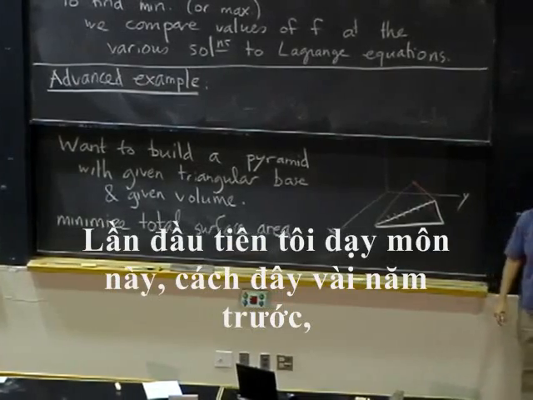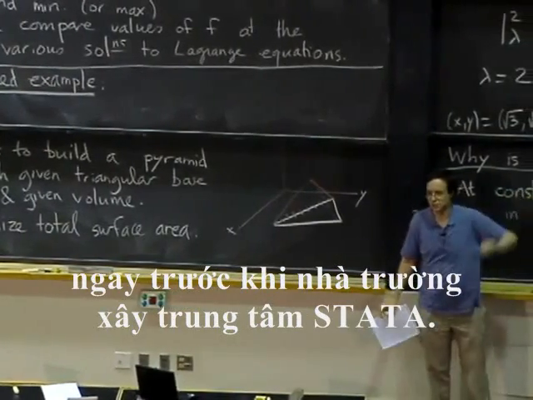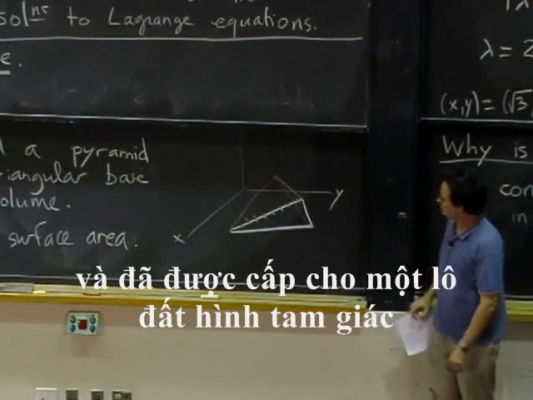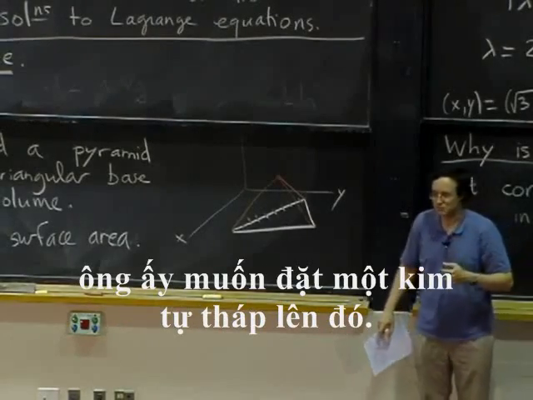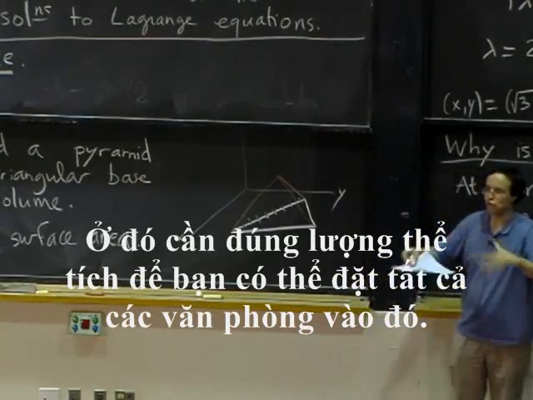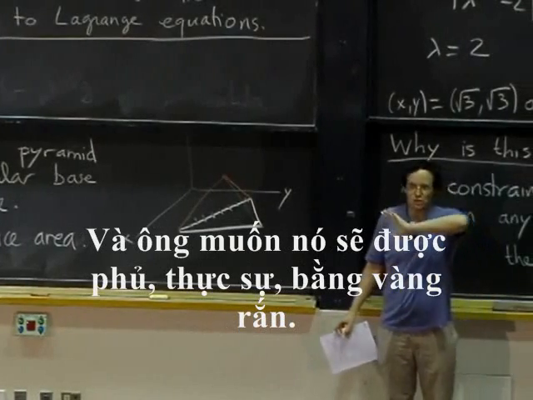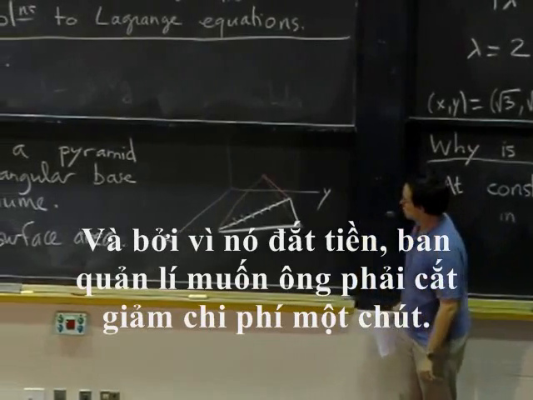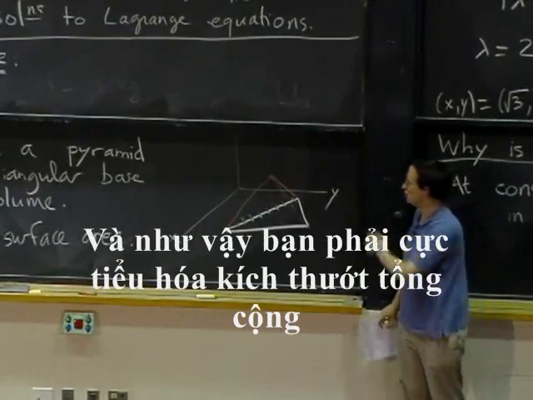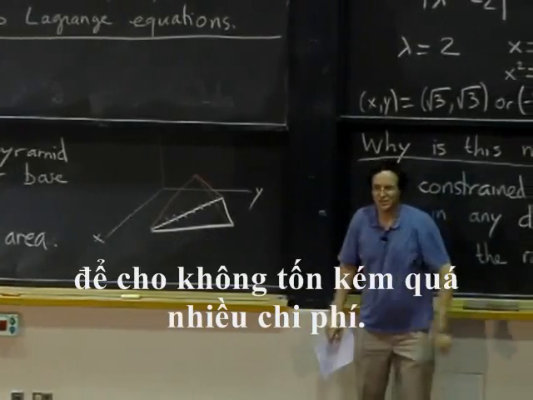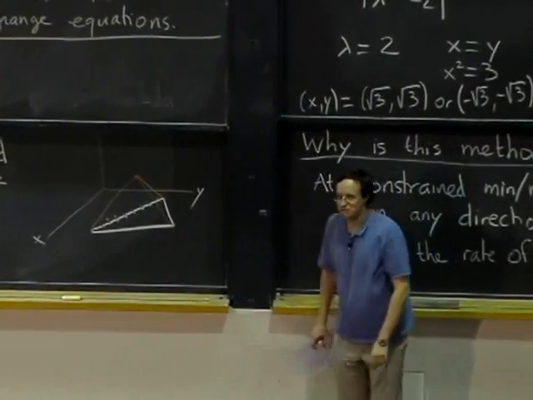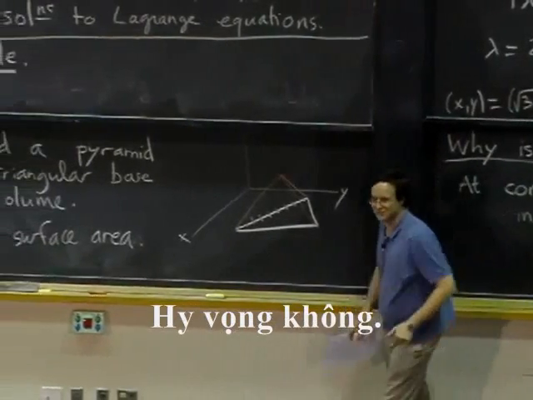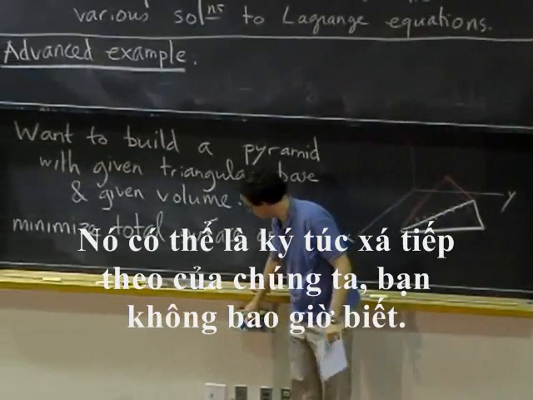Okay? So the first time I taught this class, that was a few years ago, it was just before they built the data center. And I used to motivate this problem by saying, well, Frank Gehry has gone crazy, and he's given a triangular plot of land. He wants to put a pyramid. There needs to be the right amount of volume so that you can put all the offices in there. And he wants it to be covered in solid gold. And because that's expensive, the MIT administration wants him to cut the costs a bit. And so you have to minimize the total size so that it doesn't cost too much. We'll see if MIT comes up with a triangular pyramid building. Hopefully not. Could be our next dorm. You never know.